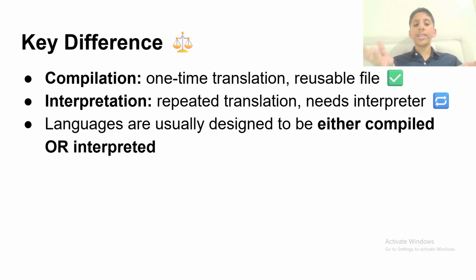So what is the difference? In short, compilation is a one-time translation, and it's reusable. Interpretation is repeated translation over and over again, and we need an interpreter for it. Languages are usually designed to be either compiled or interpreted. They are not designed to be both. It's just either of them.